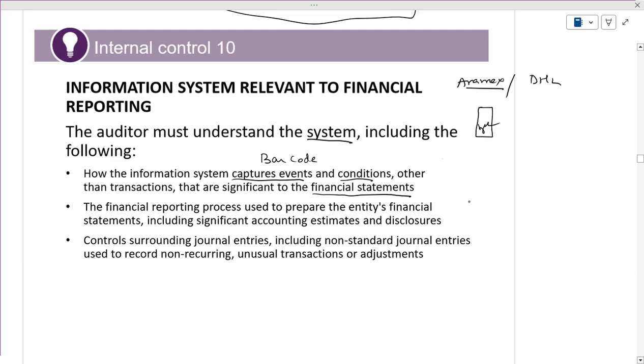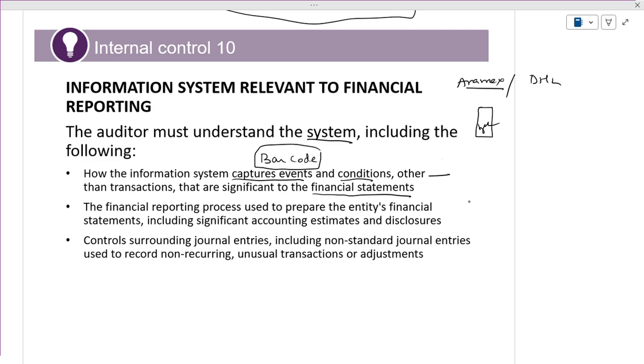The moment you see the barcode, you will have complete information. Barcode is not only about the amount and price, no. The moment you swipe your debit card, it will have your name, your account number, your debit card number, all the details. That is where you, as an auditor, should understand the system and how it will work.